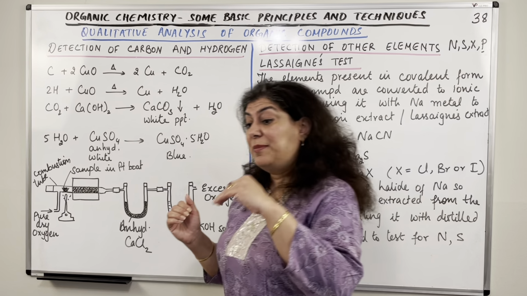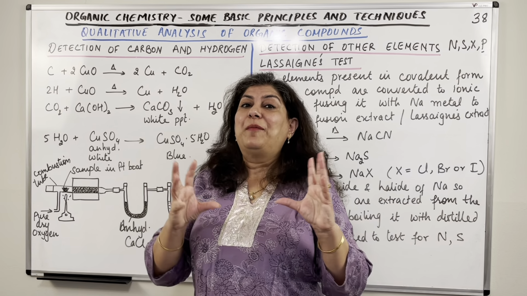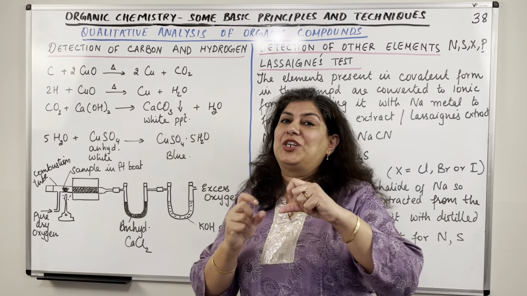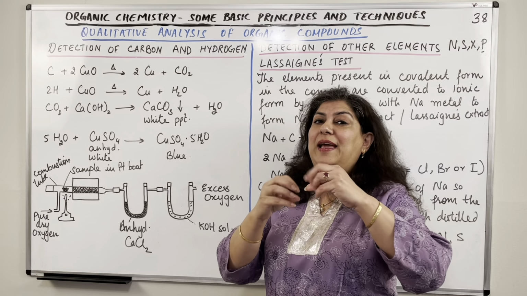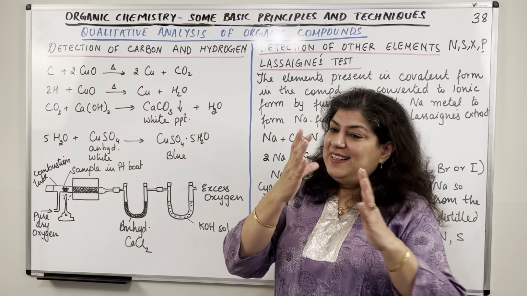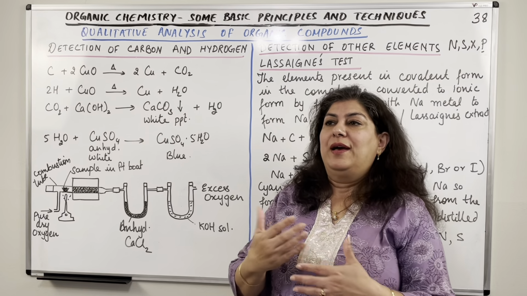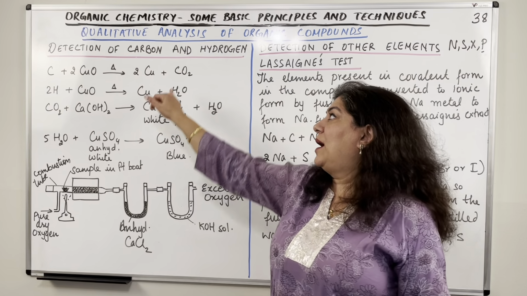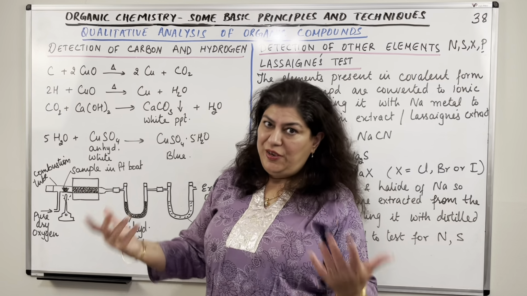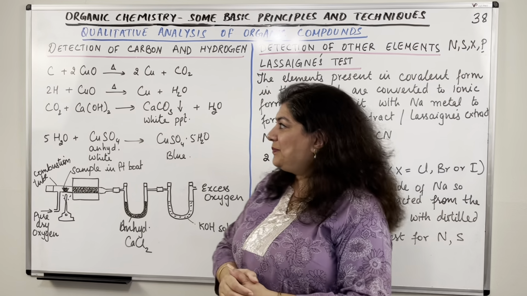If you pass carbon dioxide through lime water, the carbon dioxide reacts with lime water and the lime water turns turbid. It becomes milky. And when that milky color appears, you know that carbon dioxide was produced. If carbon dioxide was produced, obviously carbon was there.